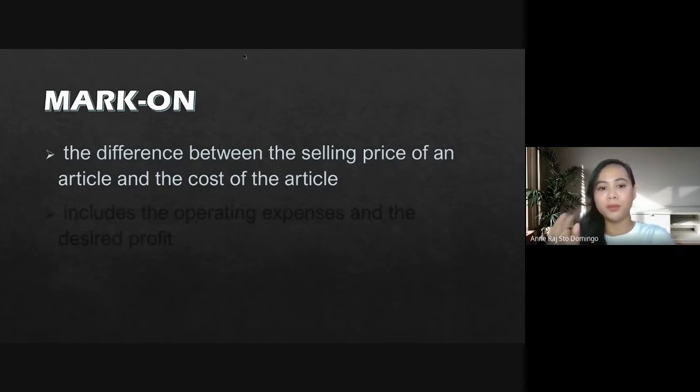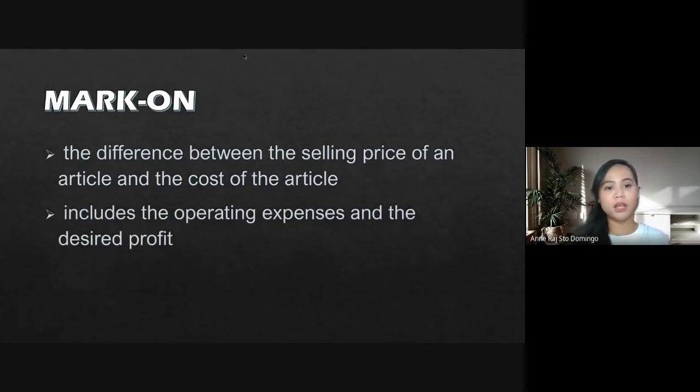So, pwede natin siyang makompute by subtracting selling price to the cost na in-acquire natin yung items ng business. So, the mark-on includes the operating expenses, gaya nga ng sinabi natin kanina. And pwede nyo nang i-add dito yung kanilang kita. Kumbaga, yung percentage na ipapatong nila para syempre kumita ang business. So, that is the desired profit.